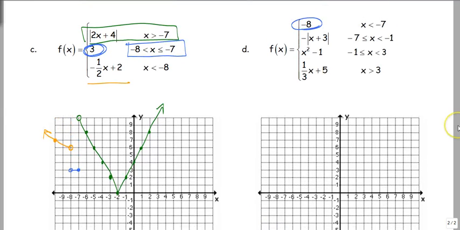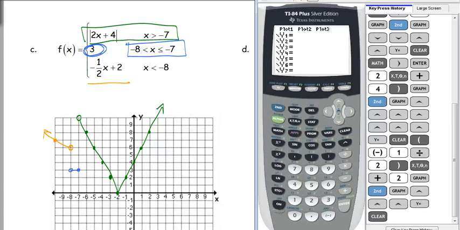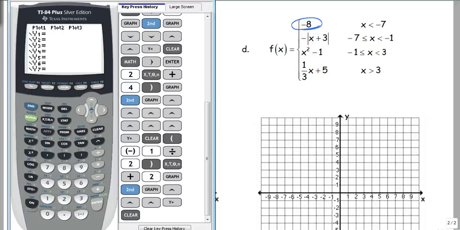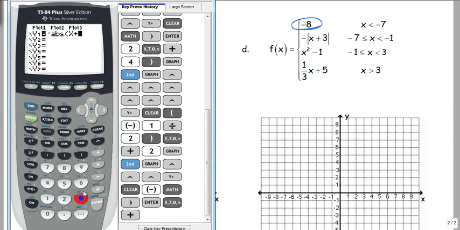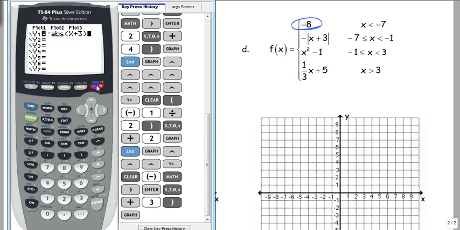Next we have a negative absolute value. So we need the calculator again. So we're going to, actually let me slide this over here now. So now we're going to do our negative absolute value of x plus 3. And we graph it, and it's an upside down one because the absolute value is on the outside.